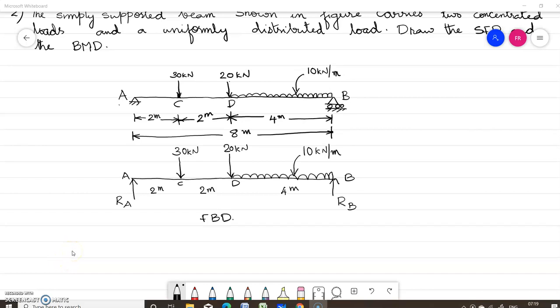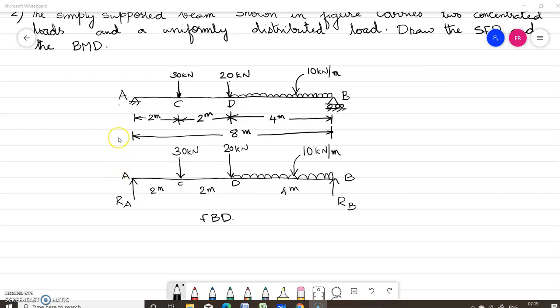Okay, good morning. Now we'll see how to draw the shear force and bending moment diagram for beams subjected to different types of load. Now this beam AB is a simply supported beam which carries two concentrated loads, 30 kN and 20 kN, and a uniformly distributed load of 10 kN per meter. We have to draw the shear force and bending moment diagram for this beam.